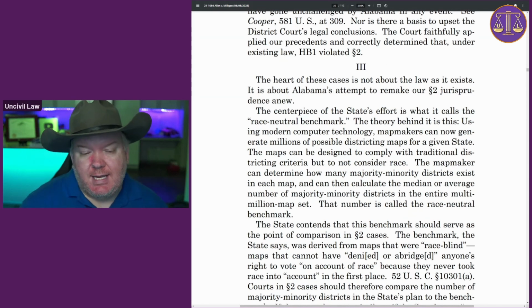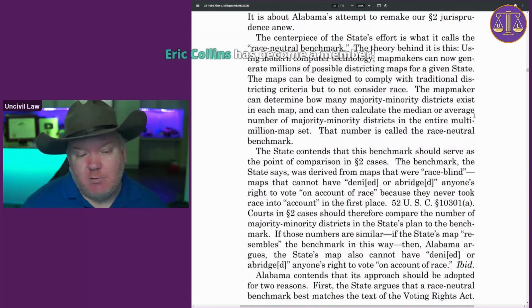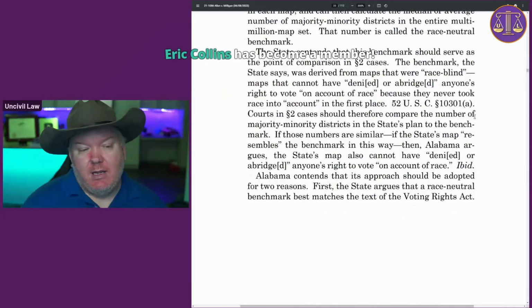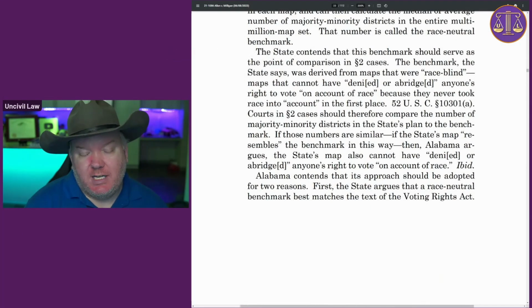The state contends that this benchmark should serve as the point of comparison. The benchmark, the state says, was derived from maps that are race blind, maps that cannot have denied or abridged anyone's right to vote on account of race because they never took it into account in the first place. Courts in Section 2 cases should therefore compare the number of majority-minority districts in the state's plans to the benchmark. If those numbers are similar, if the state's map resembles the benchmark in this way, then they argue the map cannot have denied or abridged anyone's right to vote on account of race.